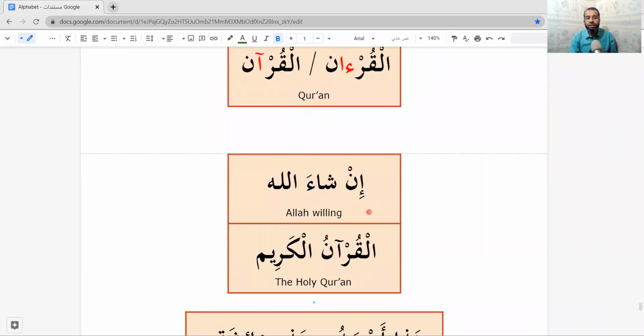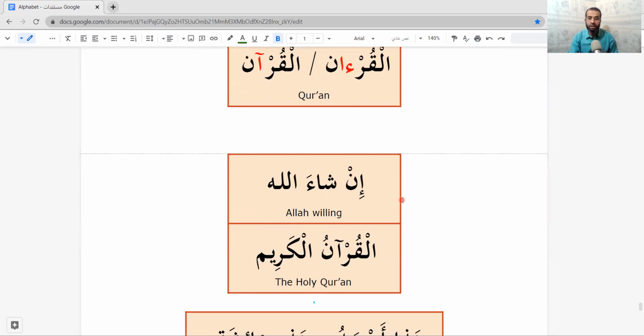Can you read this? Allah willing, or if God wills. In sha'a. You see here, this is hamza at the end of the word. Sha'a, and then Allah. But when we connect the words, it becomes Insha'Allah. So Insha'a followed by La, because this alif is silent here. Insha'Allah. When you speak about something in the future, you'll say, for example, I will do it Insha'Allah.